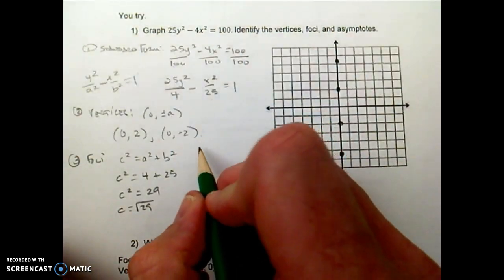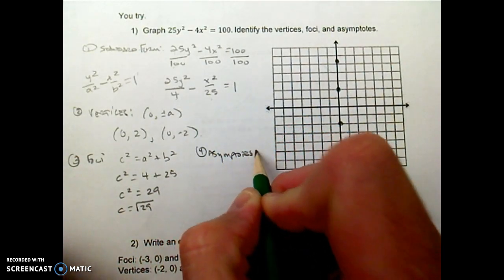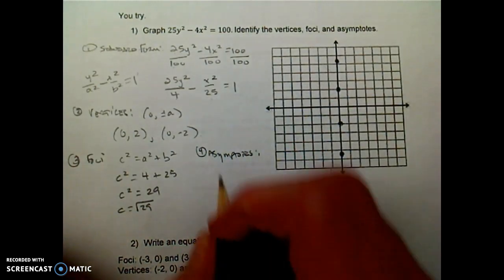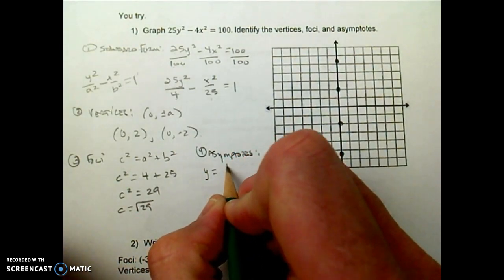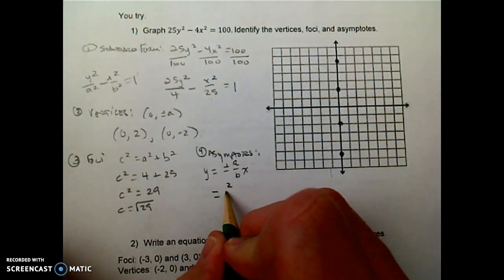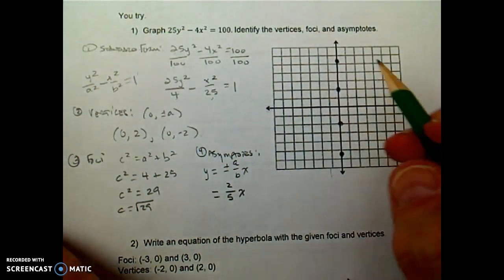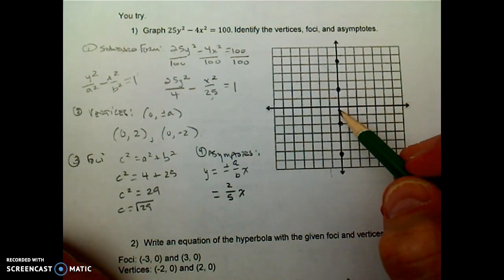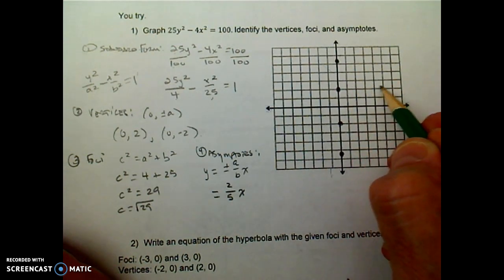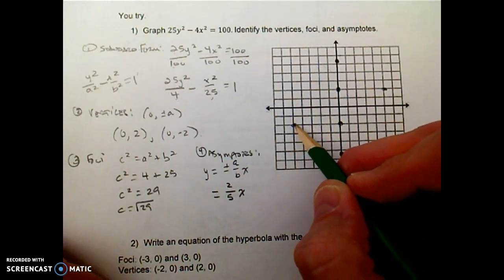And the last thing I need is my asymptotes. So looking again at our chart at the bottom of the first page, with a vertical transverse axis, my asymptotes happen at y equals plus or minus a over b times x. So my a value is 2. The b value, square root of 25, that's 5. So I have the line with the equation 2/5 x. So starting from the origin, up 2, over 5 to the right. 1, 2, 3, 4, 5. And conversely, down 2, 1, 2, 3, 4, 5.